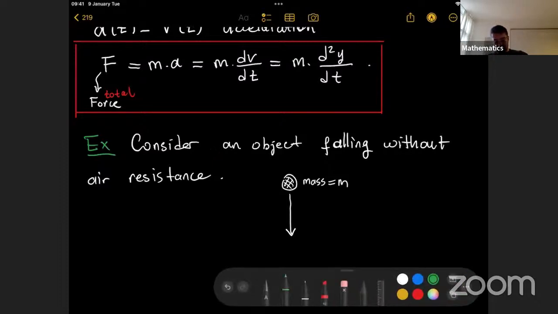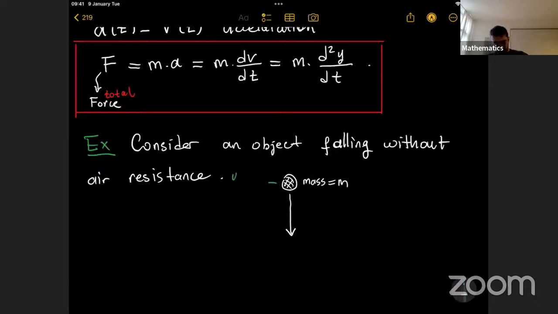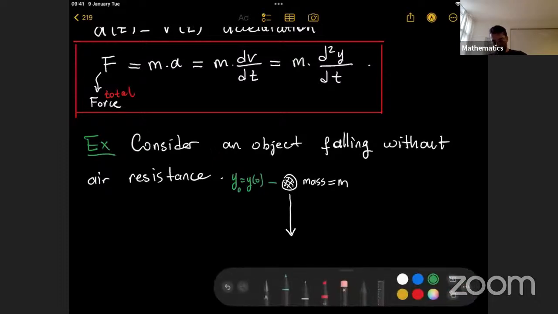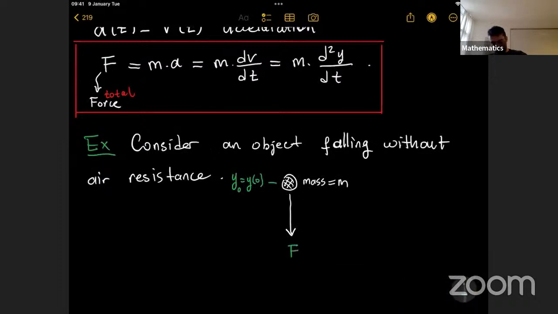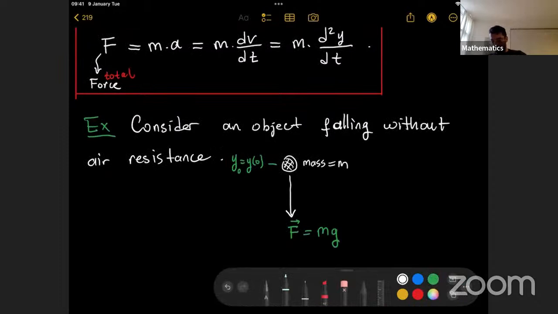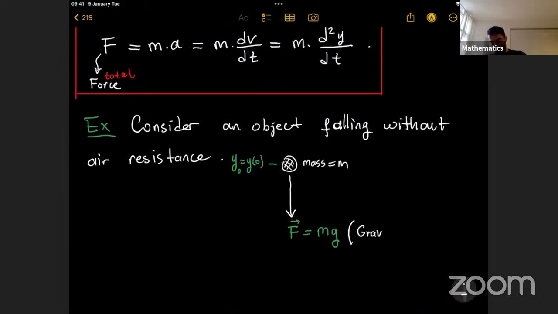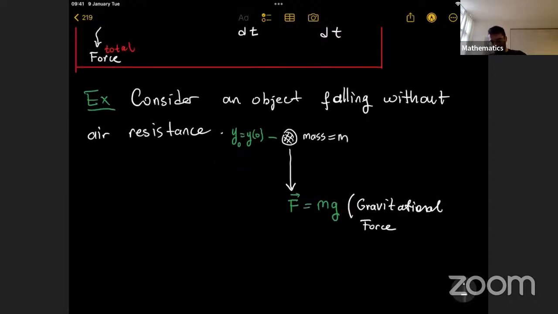The first position at this level, let's call it y0. It's the position at time 0. And there is a gravitational force F equal to m times g. G is the gravitational constant, close to 9.8 meters per second squared.